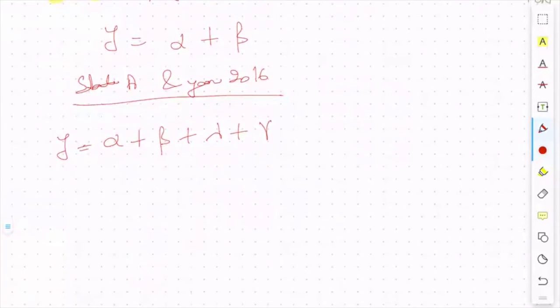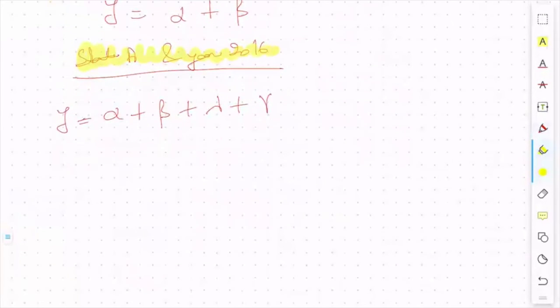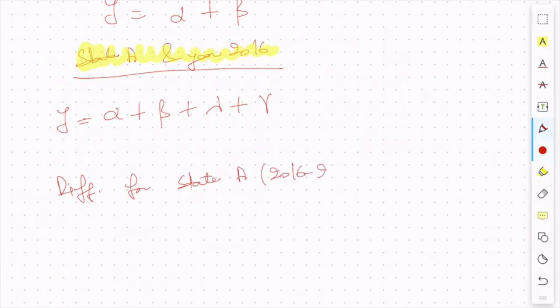Okay, so what do we do in difference in differences? We take the difference first for state A of year 2016 and year 2014. So this will be the difference for state A, 2016 minus 2014. This will be equal to alpha plus beta, and the alpha and beta will cancel out, so we'll just have lambda plus gamma.